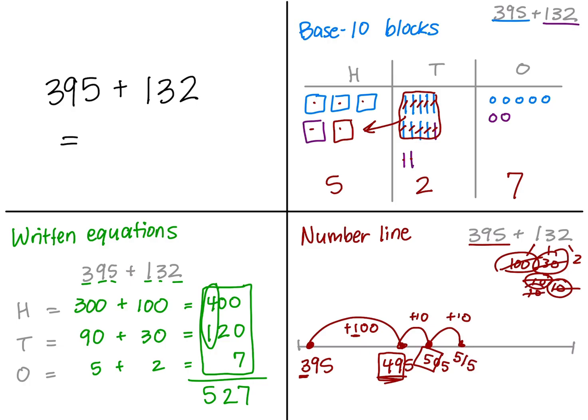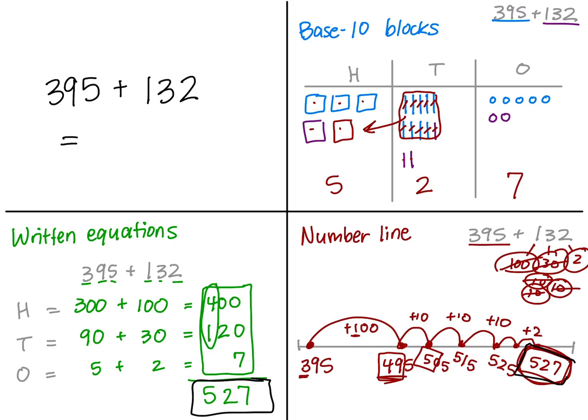And then lastly, 525. And don't forget your ones at 2. 525, 526, 527. So my answer is consistent for all 3 methods: 527, 527, 527.